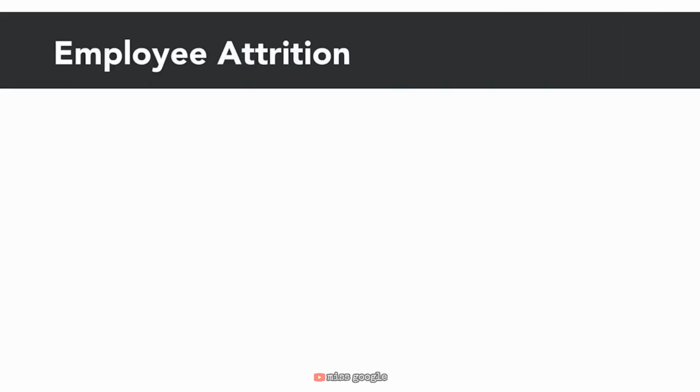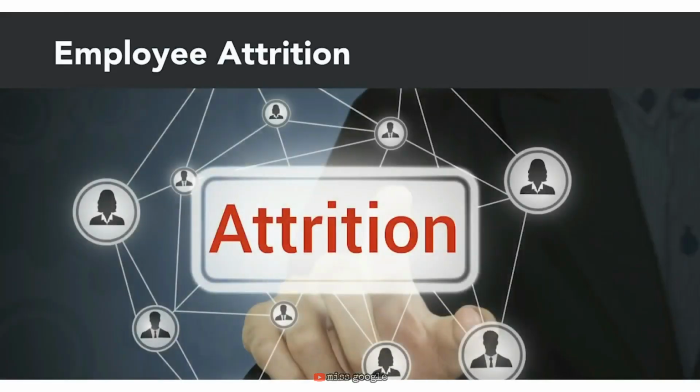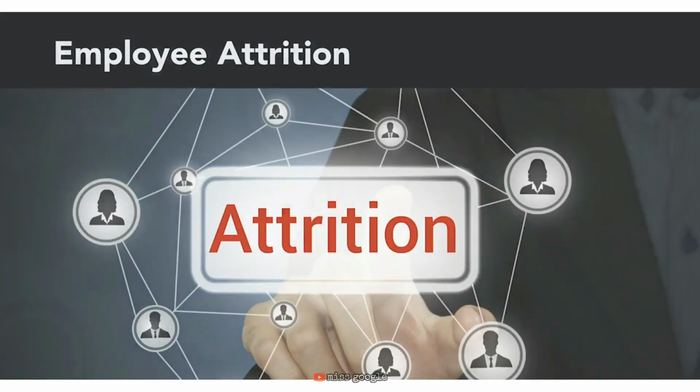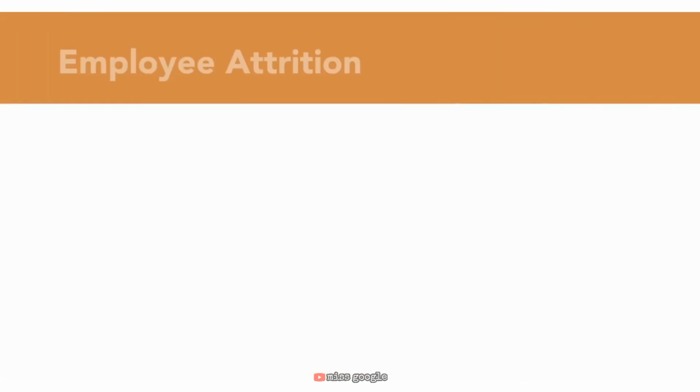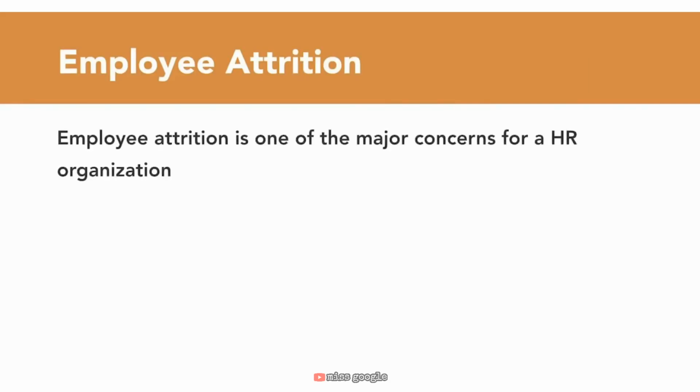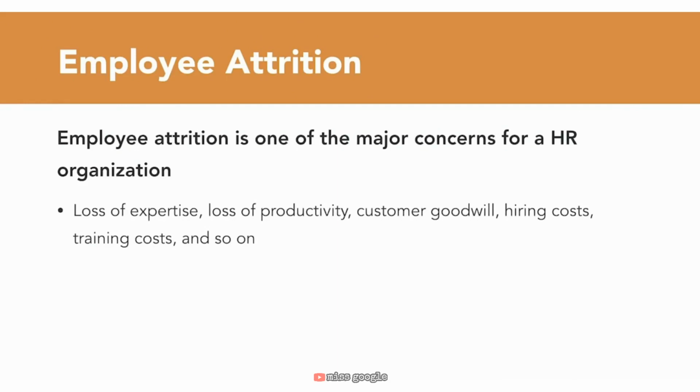The first featured use case that we will solve in this course is predicting employee attrition. Employee attrition, especially those of key and star employees, is a major concern for an HR organization. When employees leave, it has many side effects. There is loss of organizational and product-specific expertise, loss of productivity due to new hires taking time to onboard. Sometimes employees have great relationships with customers and that is hard to rebuild. There are also hiring costs and training costs associated.